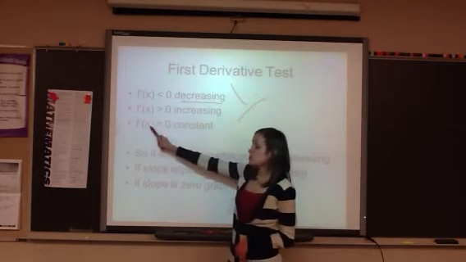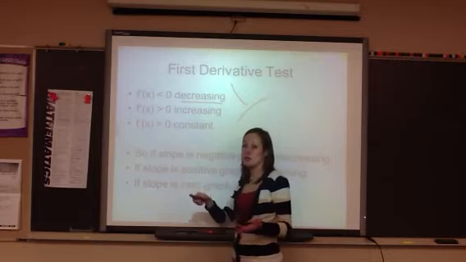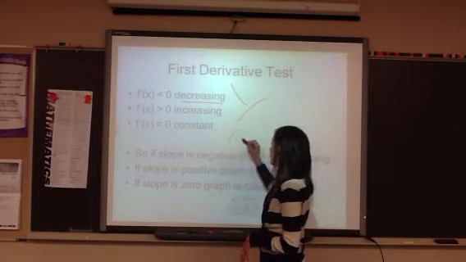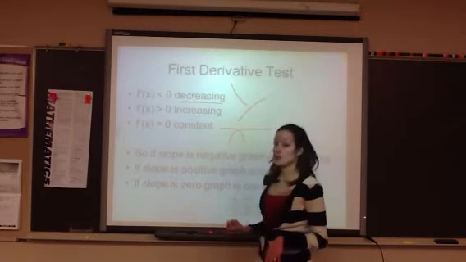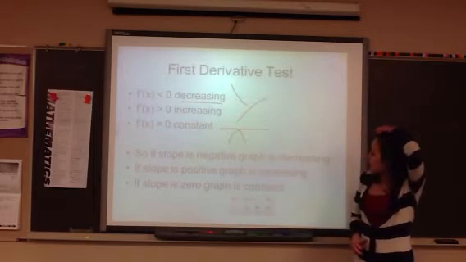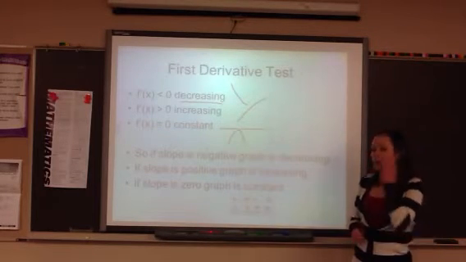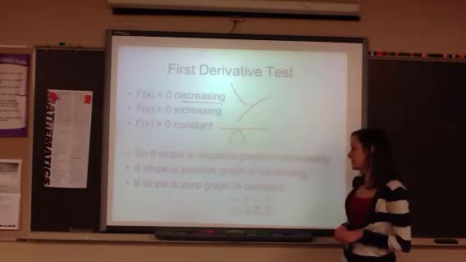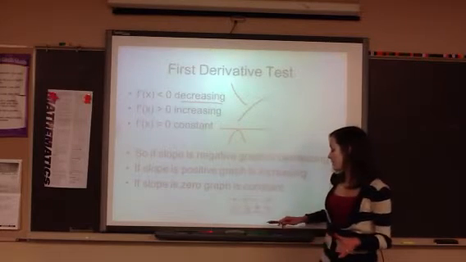We've dealt with our first derivative equal to 0 by finding our critical numbers, which are where we have a horizontal tangent. So, if the slope is negative, your graph is decreasing. If the slope is positive, the graph is increasing. If the slope is 0, your graph is constant.